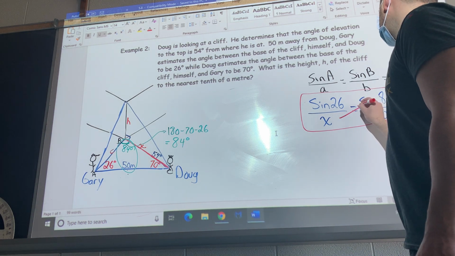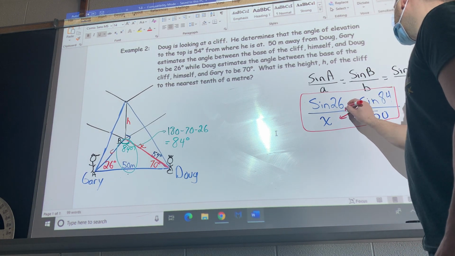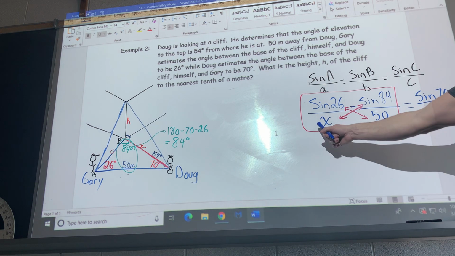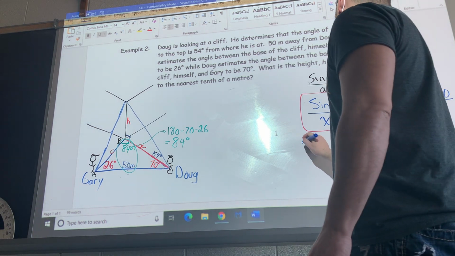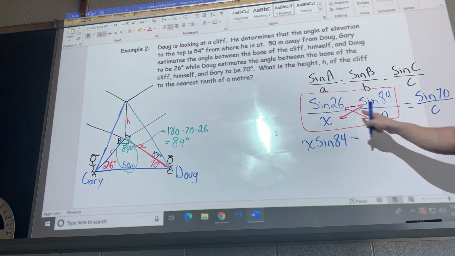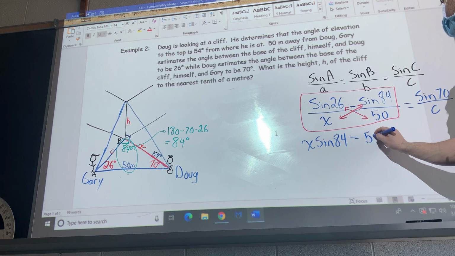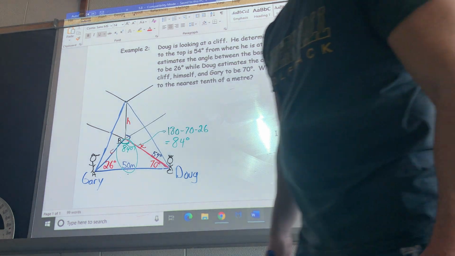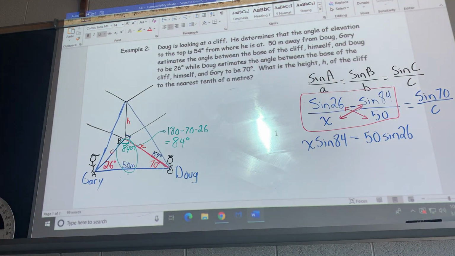So let's cross multiply. Okay, so I told you two fractions and an equal sign in between. You could cross multiply. Start with the letter. So x sine 84 equals 50 times sine 26.